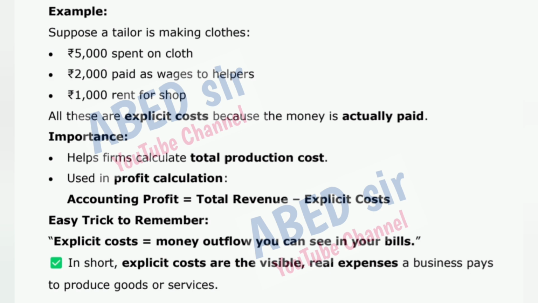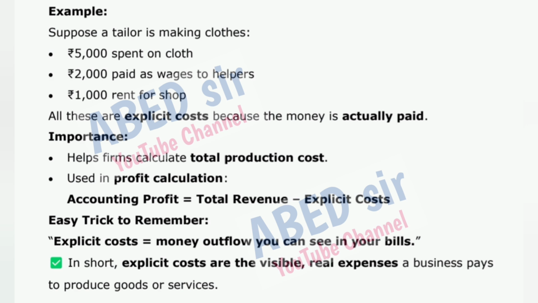Example: suppose a tailor is making clothes. 5,000 rupees spent on cloth. 2,000 rupees paid as wages to helpers. 1,000 rupees rent for shop. All these are explicit costs because the money is actually paid. Importance: helps firms calculate total production cost.